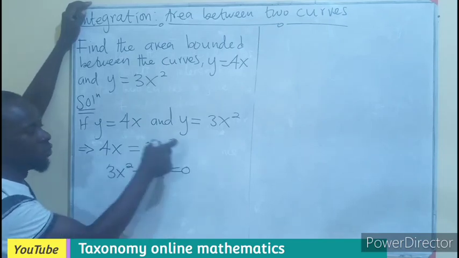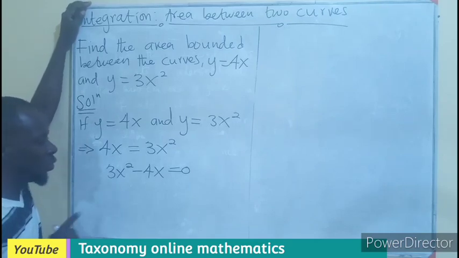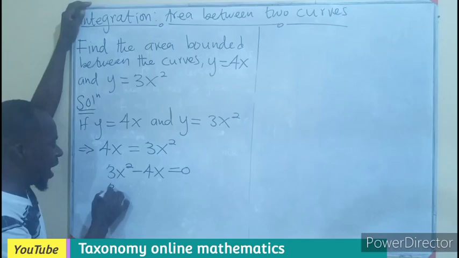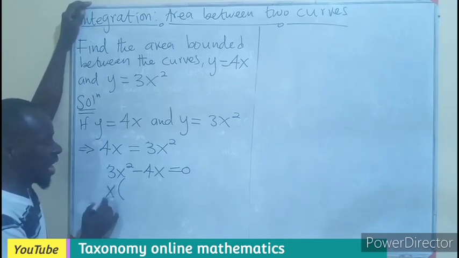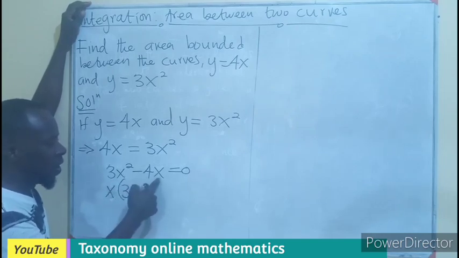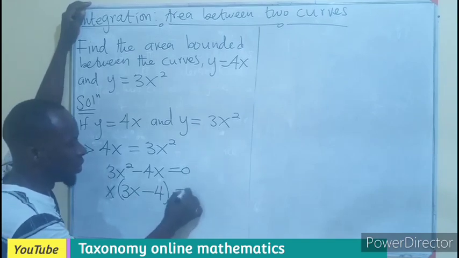If this travels to this side, it becomes minus, leaving what? 0. So what do we do? We factorize x. So I can have x as a factor, dividing this to give you what? 3x minus 4x divided by x will give you 4, equals 0.